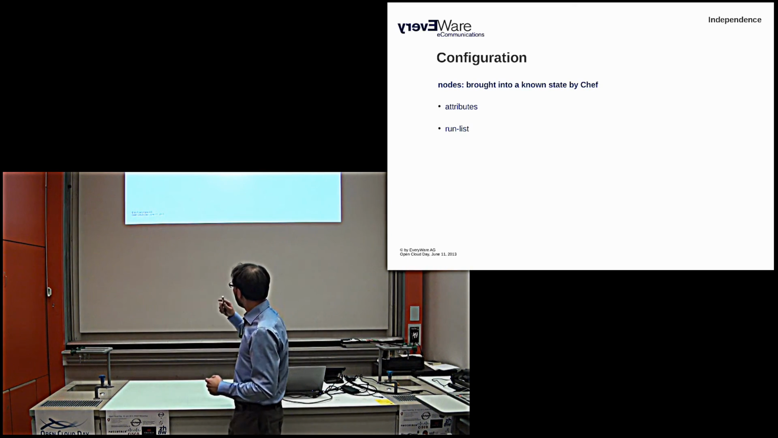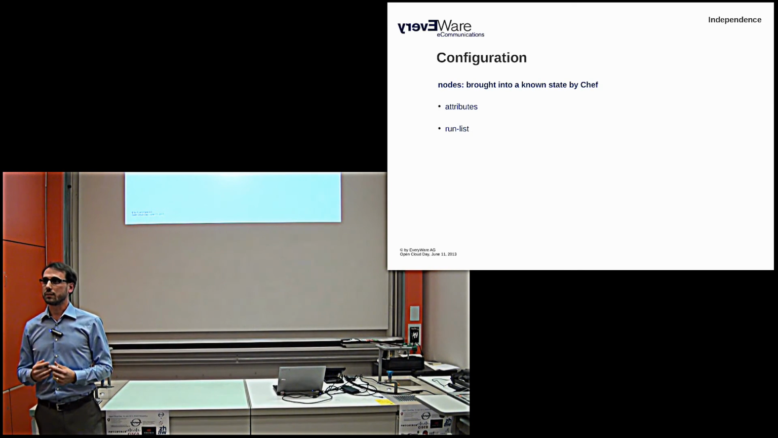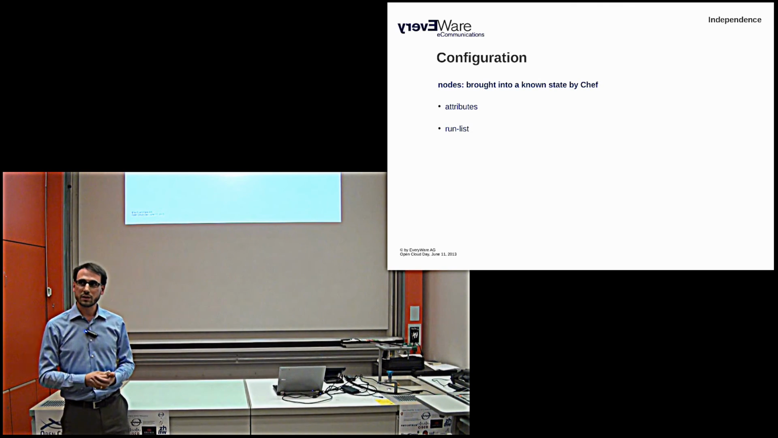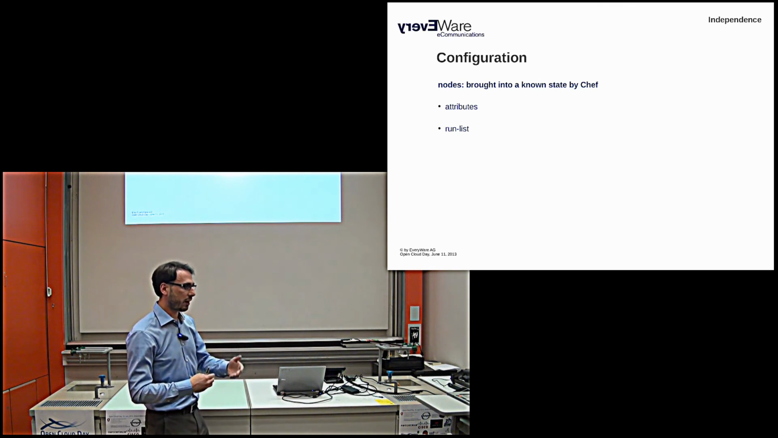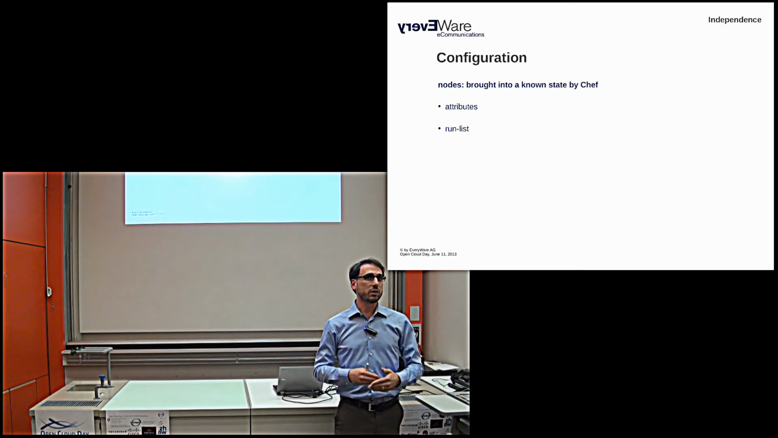And so that's how you can bring these nodes into a known state, because everything is controlled by configuration management. You have your attributes, you have your run list, and the Chef client will expand them out and write your configuration the way you need it to be.